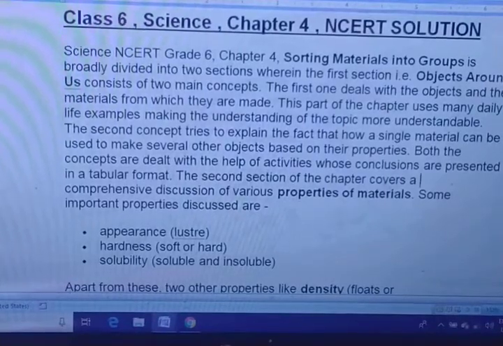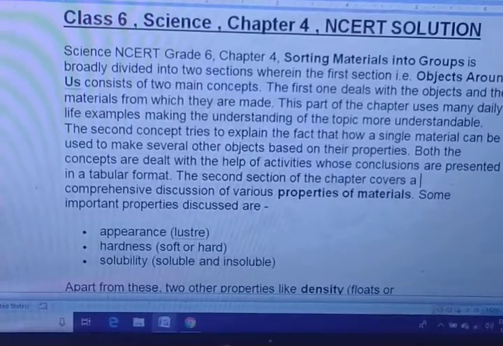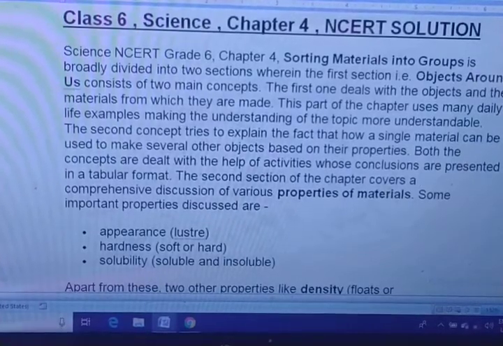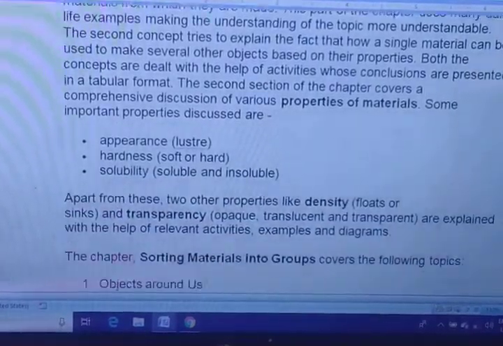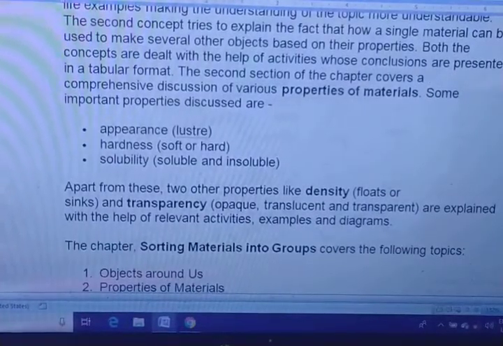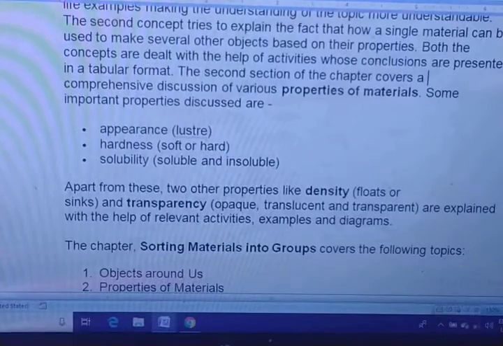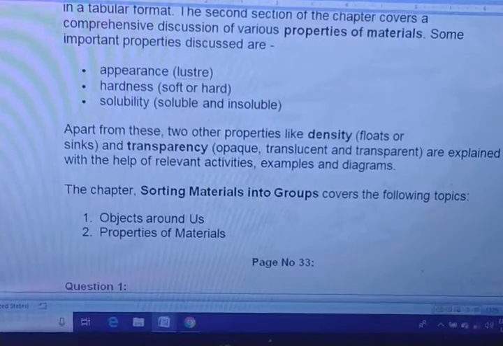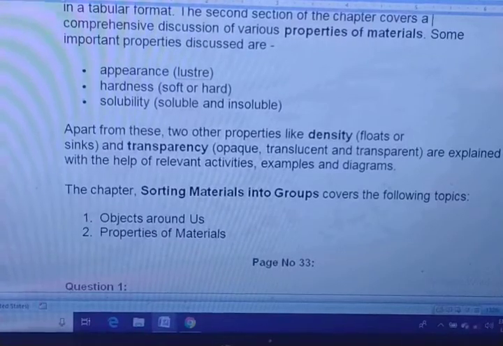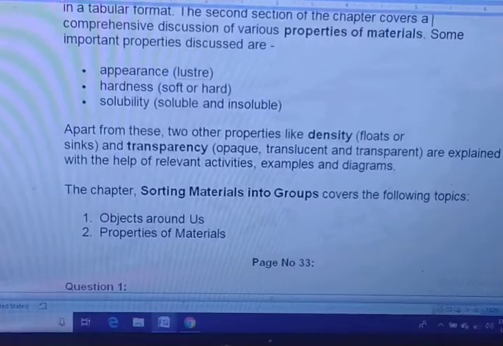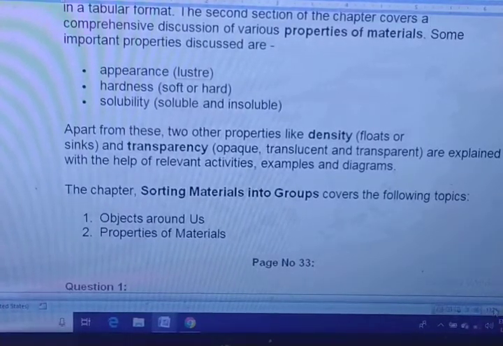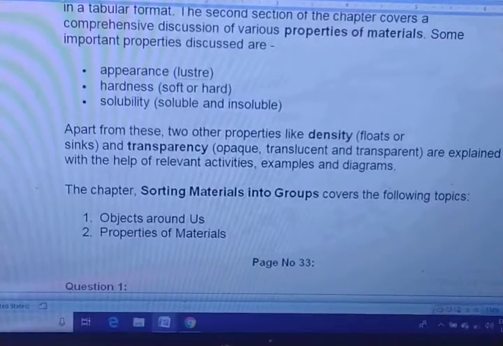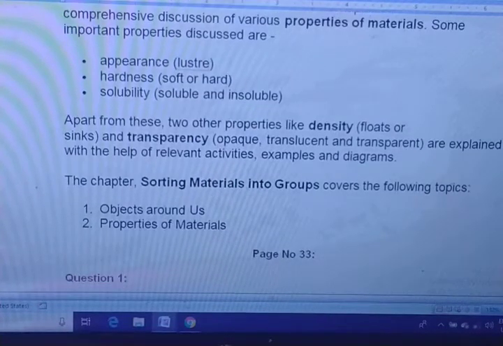The second section of this chapter covers a comprehensive discussion of various properties of materials. Some important properties discussed are appearance, means luster, hardness, soft or hard, solubility, soluble or insoluble. Apart from this, 2 other properties like density, floats or sinks, and transparency, opaque, translucent and transparent, are explained with the help of relevant activities, examples and diagrams. The chapter sorting material into groups covers the following topics: objects around us, properties of materials.